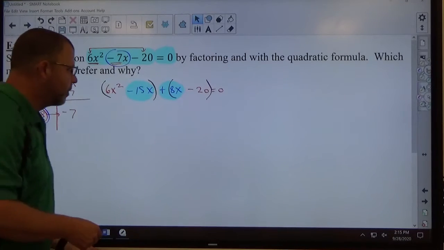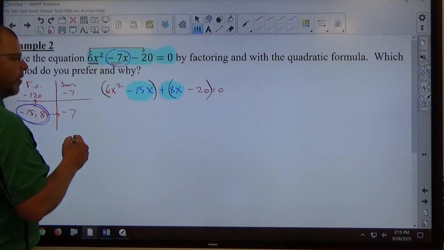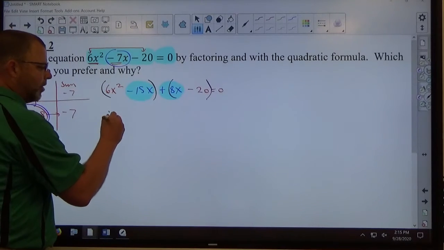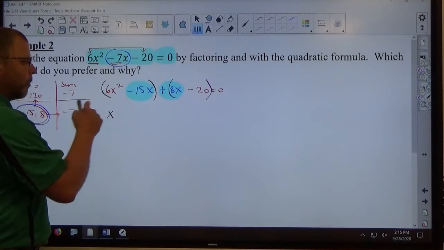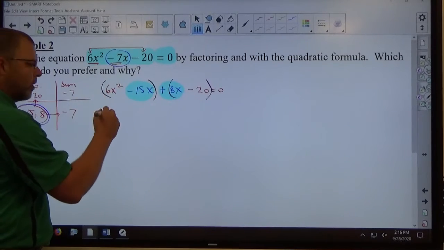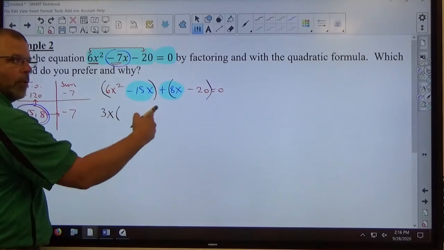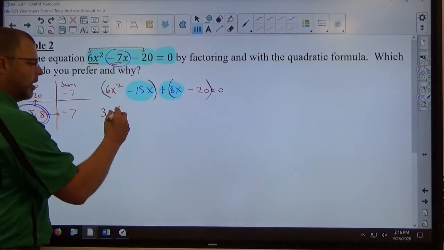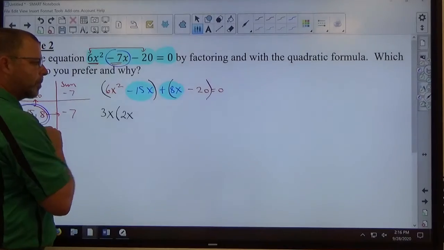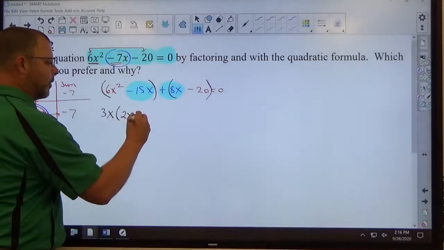It makes it easier. Group 1, I'm looking for common factors. Can we all see that x obviously belongs to both objects? Can we both see 3 divides both numbers? Yep. So 3x is a common factor. We divide by 3x to get whatever's left over. So 6x squared divided by 3x is 2x. Negative 15x divided by 3x is negative 5.